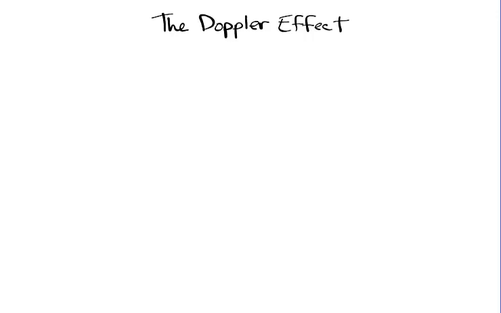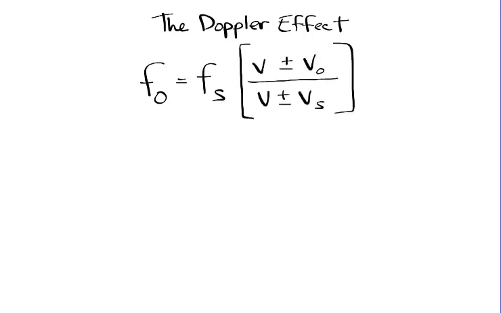All right, let's take a look at the equation for the Doppler effect. The equation looks something like this. The frequency that is observed by an observer is related to the frequency that is created by the source by multiplying it by this big, interesting looking fraction. What we need to do first is define all these variables.